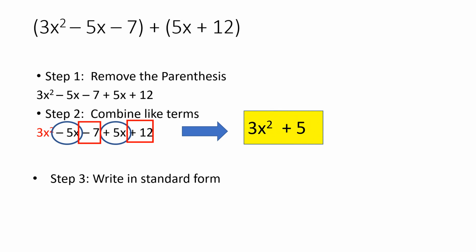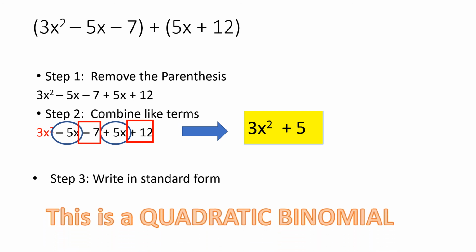So when you add this polynomial, you get 3x squared plus 5. Your answer is a quadratic binomial, quadratic because it has an x squared, and binomial because it has 2 terms.